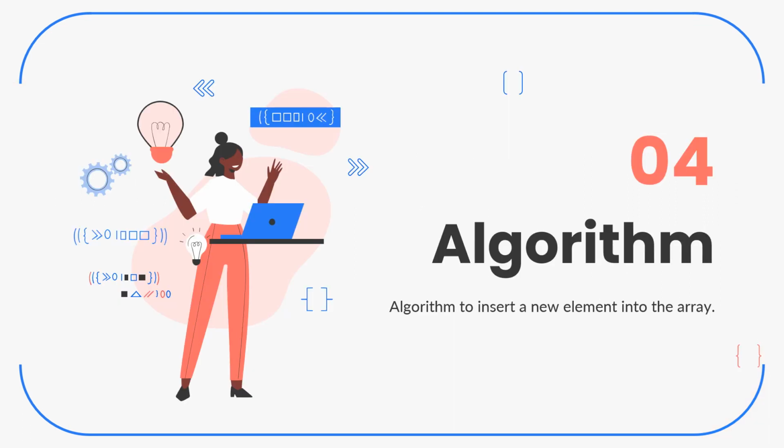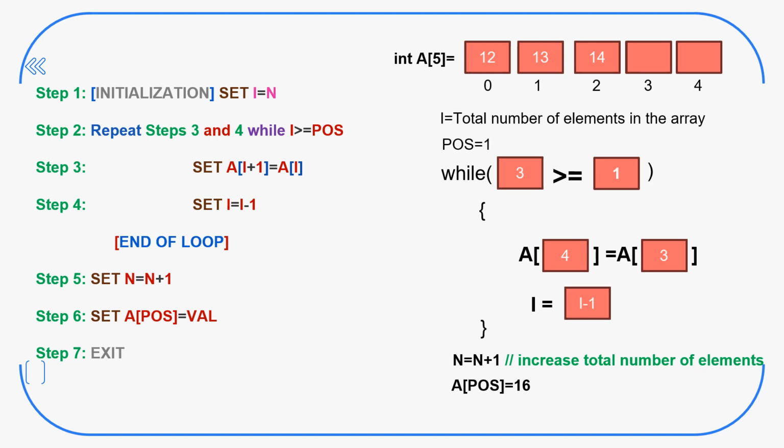Now let's look at the algorithm for insertion of an element in the middle of an array. Step 1. Initialize a variable I with the total number of elements the array can accommodate. Step 2. Begin a while loop with the condition: execute the loop until the value of I is greater than or equal to the target index stored in the variable POS. Step 3. Shift the element in the array one position to the right using the assignment operator. Step 4. Decrement the value of I by 1.